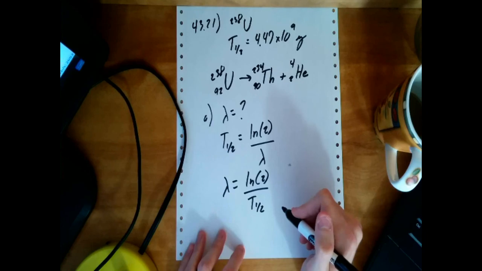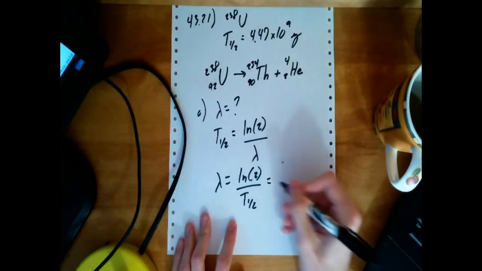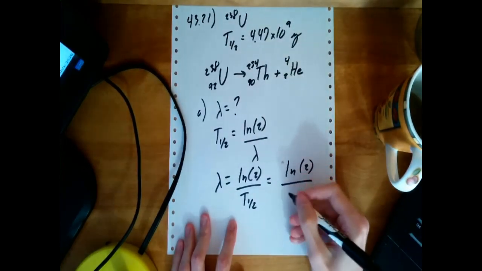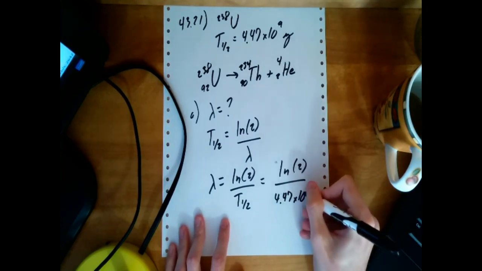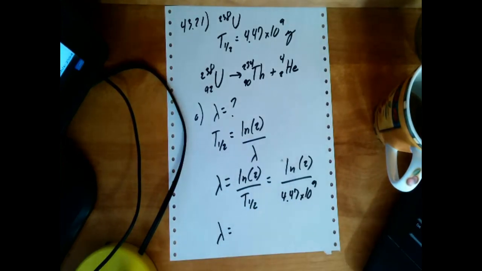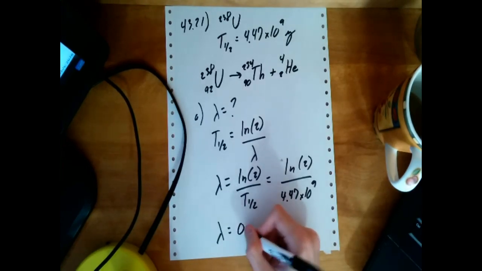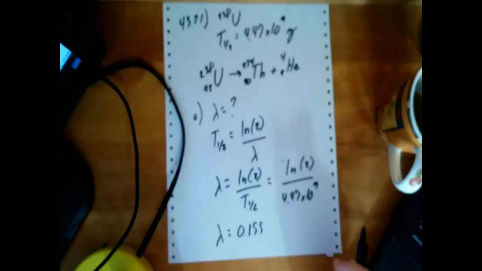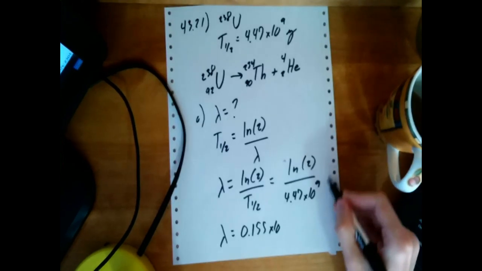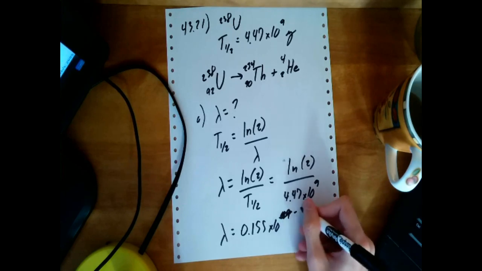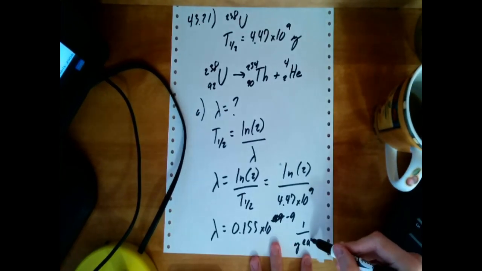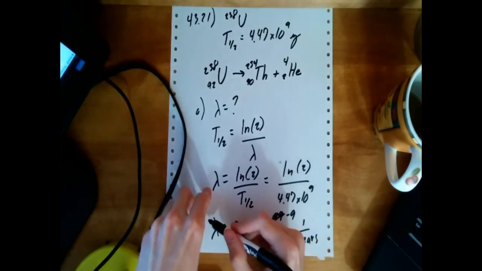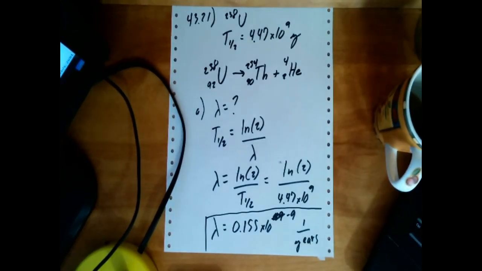Here, I'll take the chance to leave it in years. We'll see later on if it is a mistake, and if so, how to transfer it. So ln of 2 over this, which is expressed in years. So what I'll get for lambda is 1 over years. ln of 2. 0.155. I'll keep this much times 10 to the minus 9, not 19, 9, 1 over years. All right, so we have our first answer.